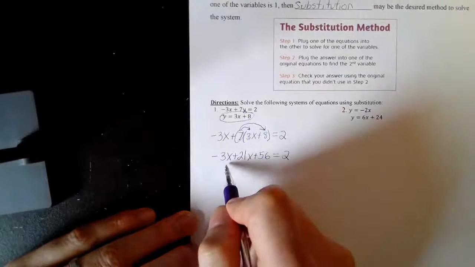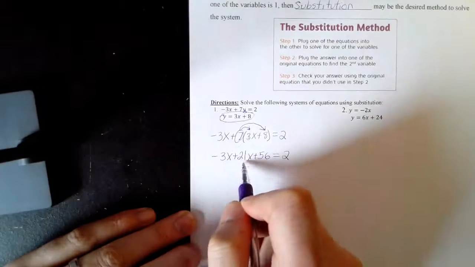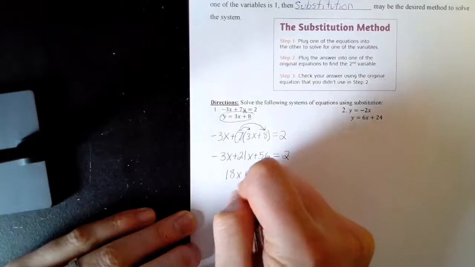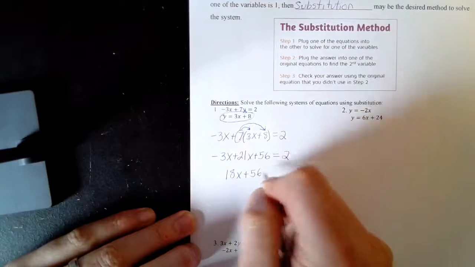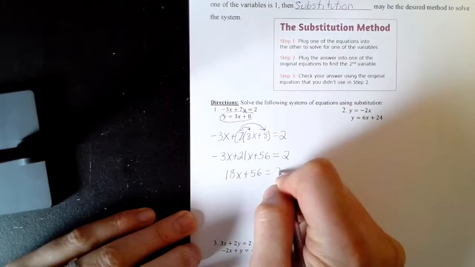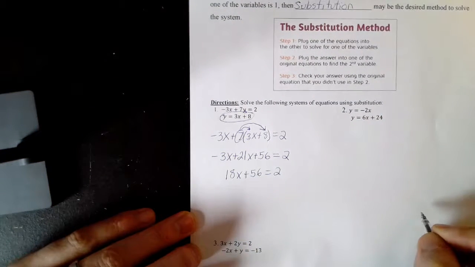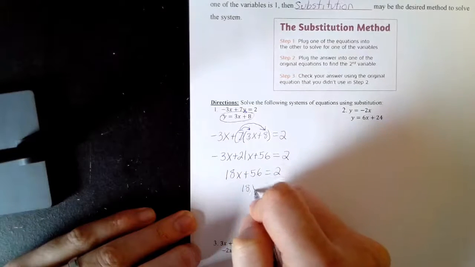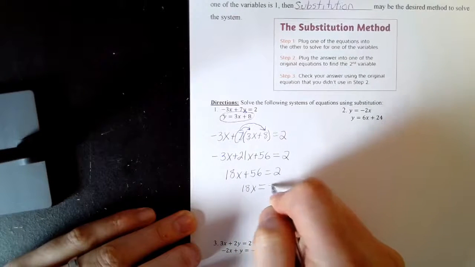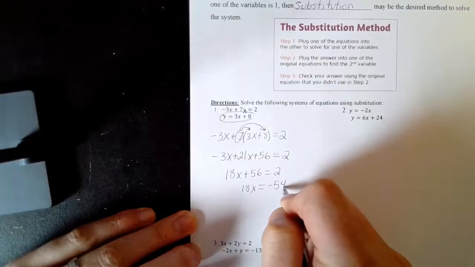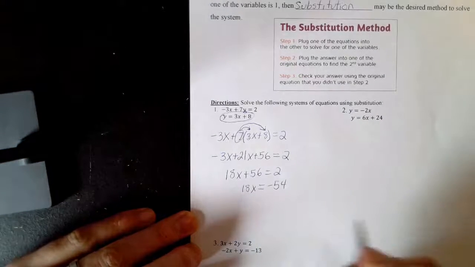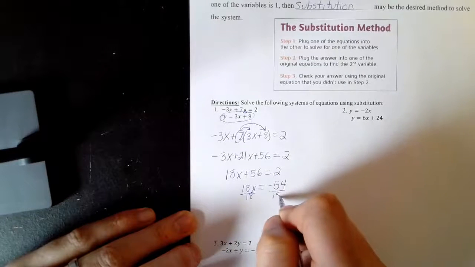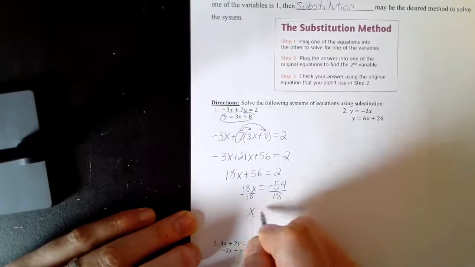Now let's combine like terms. The negative 3x plus 21x is going to give us 18x plus 56 is equal to 2. Subtract 56 from both sides, so we have 18x is equal to negative 54. Divide both sides of the equation by 18, and we get that x is equal to negative 3.